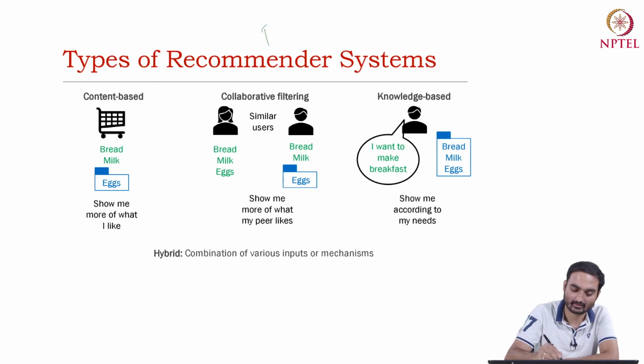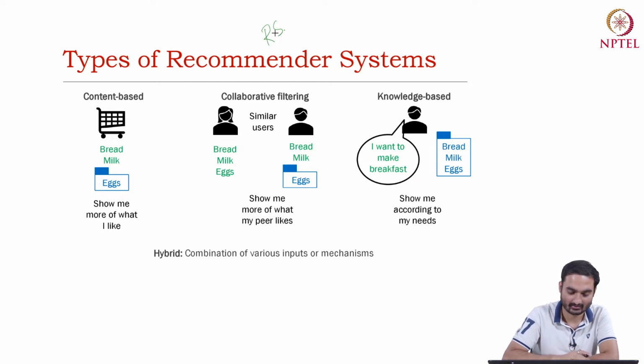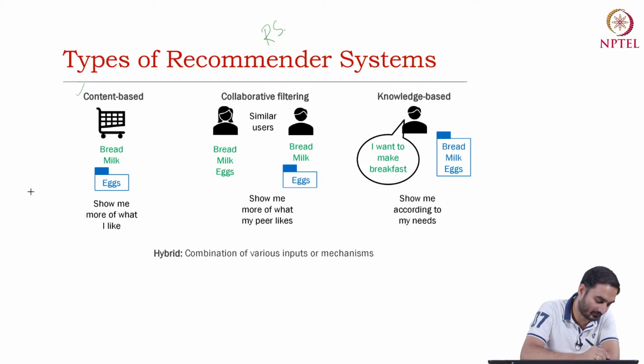The recommender system, in short RS, is an extremely studied problem. It has been there for I think the last 15-20 years. In general, the approaches can be broadly categorized into three groups. The first one is the content based approach.